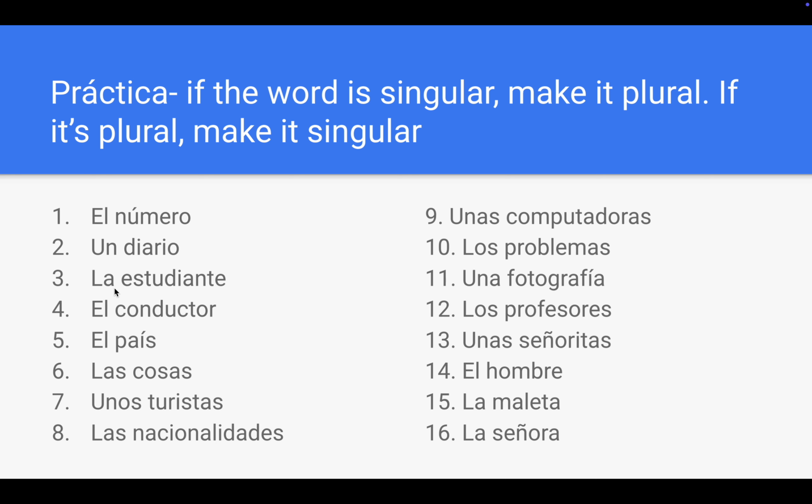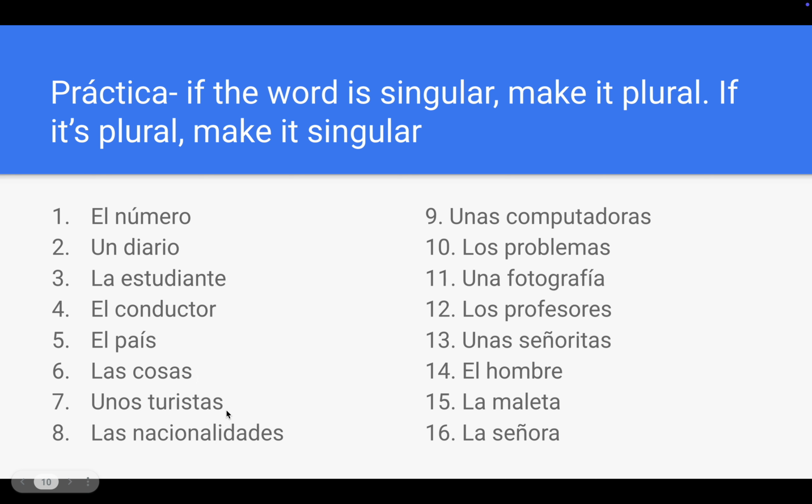Next one, las estudiantes, just adding an S to each word. And number 4, we're making it los conductores. Make sure this is an ES at the end, conductores. Same in number 5, los países, making it an ES ending. Also, you would drop this accent mark, países. Number 6, we're dropping the S's here to make it singular, la cosa.